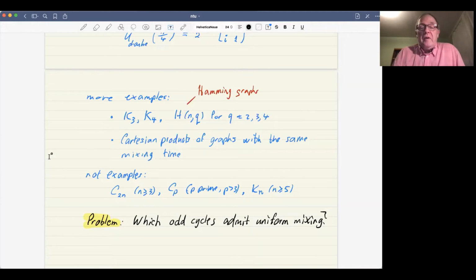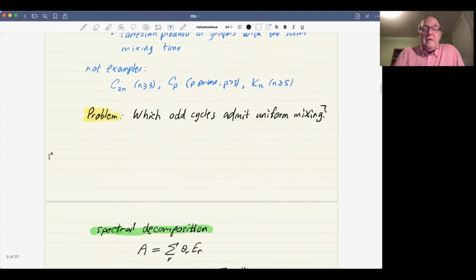This is an open question. C5 does not, although that's not trivial. The first open case is the 9-cycle. Every time one of my friends says they've proved that there's no uniform mixing on the 9-cycle, then a week later that gets withdrawn. And 15, nobody has a clue about, for example. So we do not know which odd cycles admit uniform mixing. That's a nice, simply stated open problem.